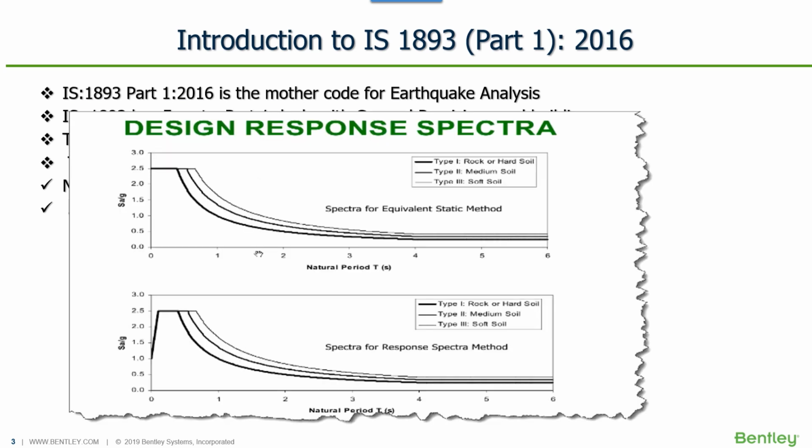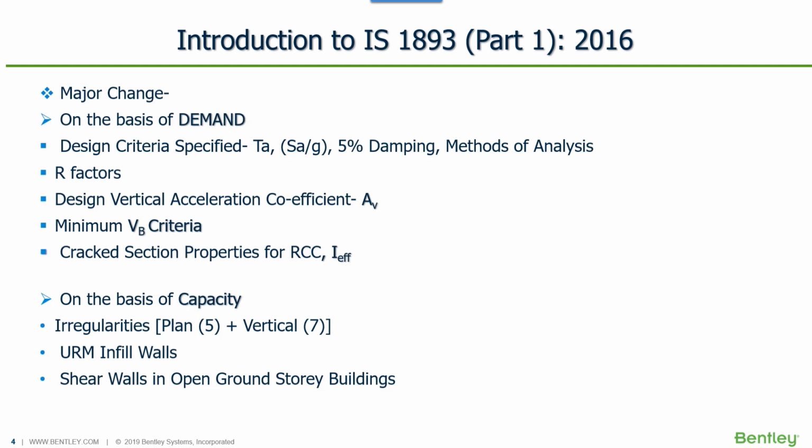So if we talk about the response spectrum curves, the top one is the response spectrum curve to be used for the static analysis, which is an equivalent static analysis, and the very next one is to be used for a response spectrum analysis. So if we try to understand what the major changes are, the changes specified in this particular code are based on 2 categories. Category 1 is on the basis of demand, and category 2 is on the basis of capacity.